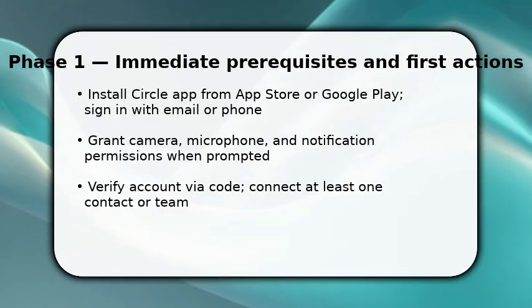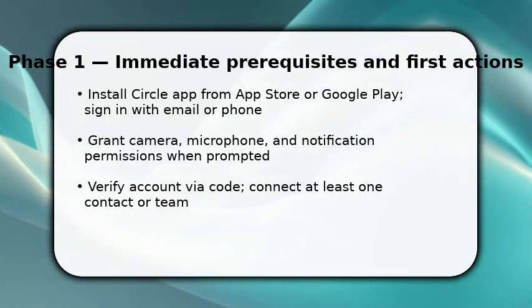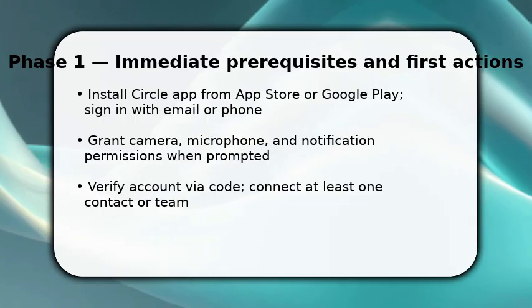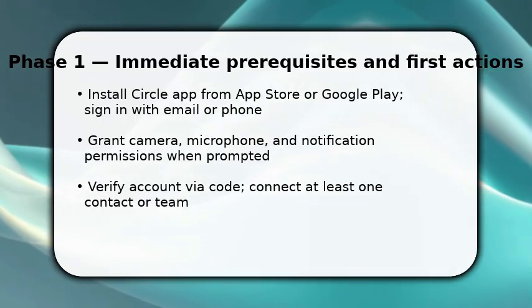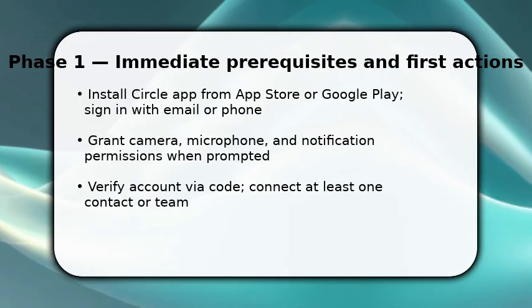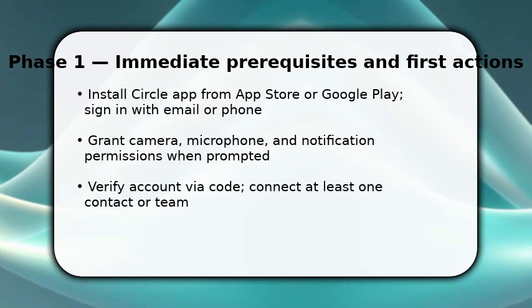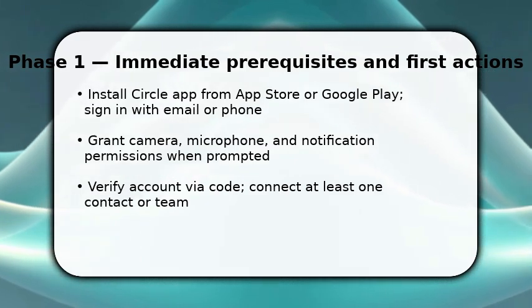Next, verify your account with the code you receive. This step prevents lockouts and secures your profile. After verification, connect one or two contacts or a team. This creates an immediate space to test features. These first actions get you inside the app and ready to create or join rooms right away.